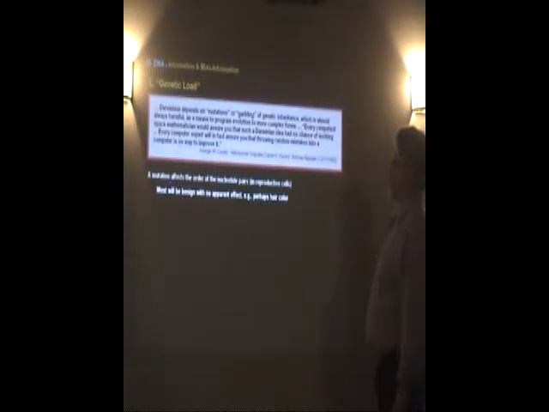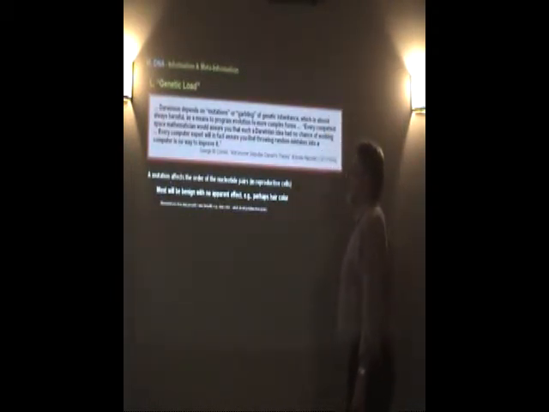Genetic load. Darwinism depends on mutations, or garbling of genetic inheritance, which is almost always harmful, as a means to program evolution to more complex forms. Every competent space mathematician would assure you that such a Darwinian idea had no chance of working. Every computer expert will in fact assure you that throwing random mistakes into a computer is no way to improve it.